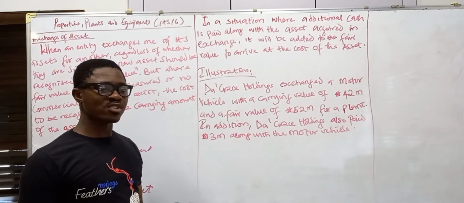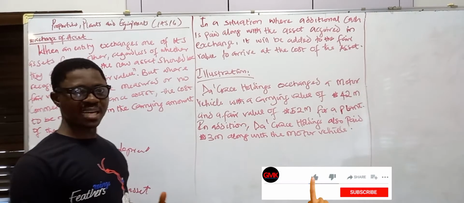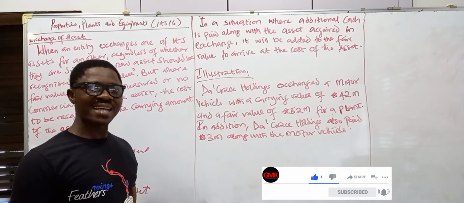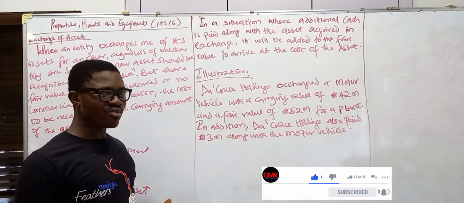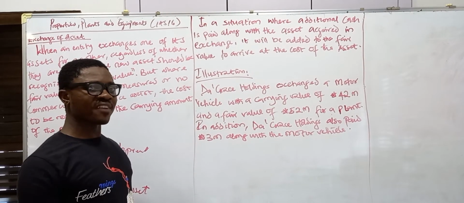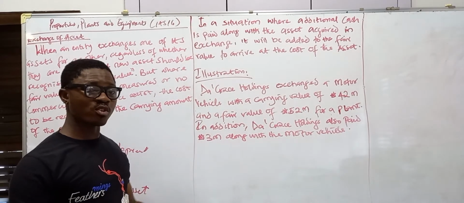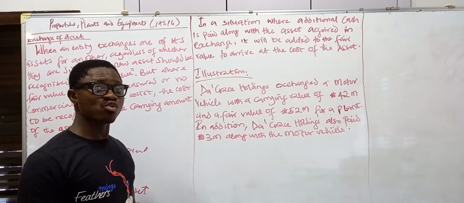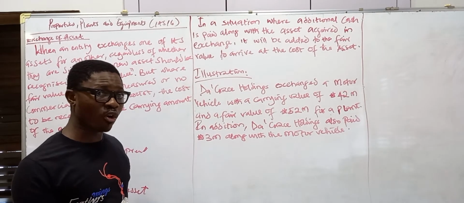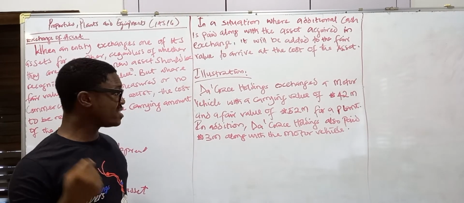It is important to mention that it can also happen that cash is received and not necessarily added. So if cash is received, that means it will be subtracted from the fair value. But in a situation where cash is added, it will be added to the fair value to arrive at the cost of the asset you are exchanging.